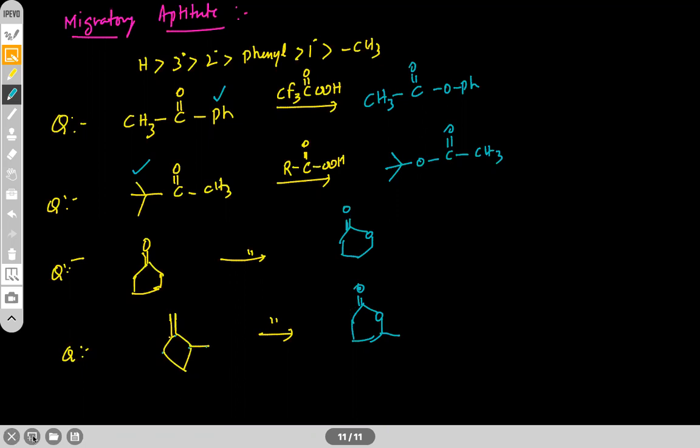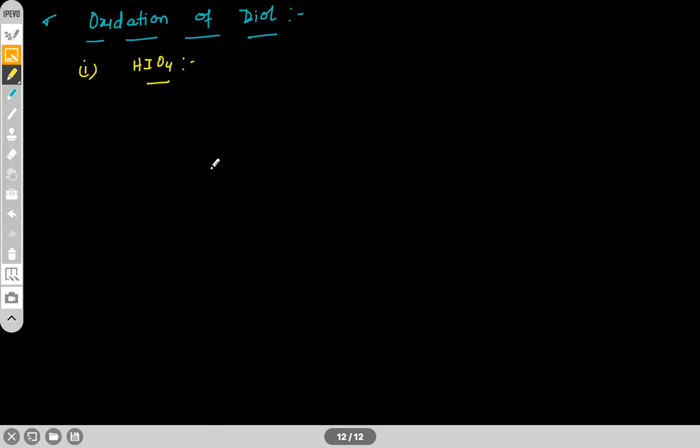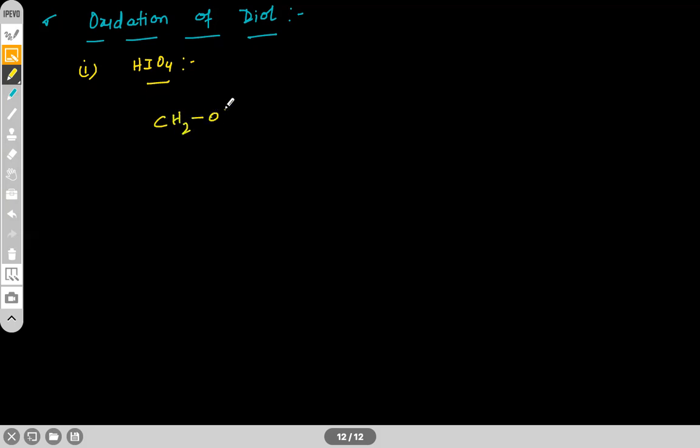Okay, next. Oxidation of diol. For oxidation of diol, we use HIO4, periodic acid. Suppose here also, how do we write down the product? CH2OH, CH2OH. And when you allow this to react with HIO4, it is a vicinal diol with HIO4.